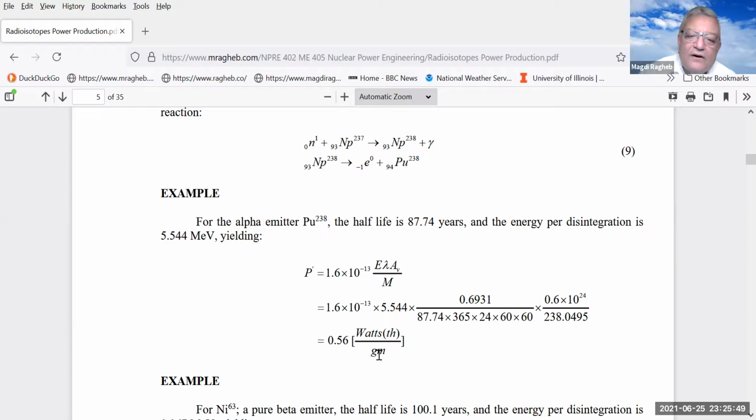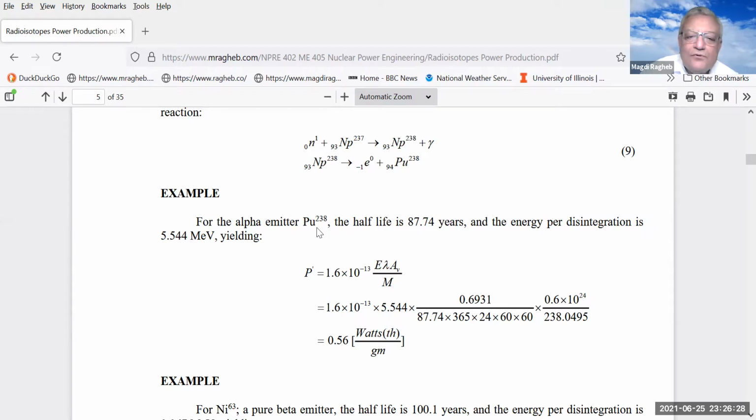So let's say it's about a half a watt thermal per gram, and you want to produce 1 watt of power. How many grams do you use? It's very simple. It's the inverse of that P prime: 1 over P prime, so gram becomes grams per watt. You need 2 grams of plutonium-238 to produce 1 watt of power. You want 100 watts? Okay, you need 200 grams. It's a very simple design equation for that case.